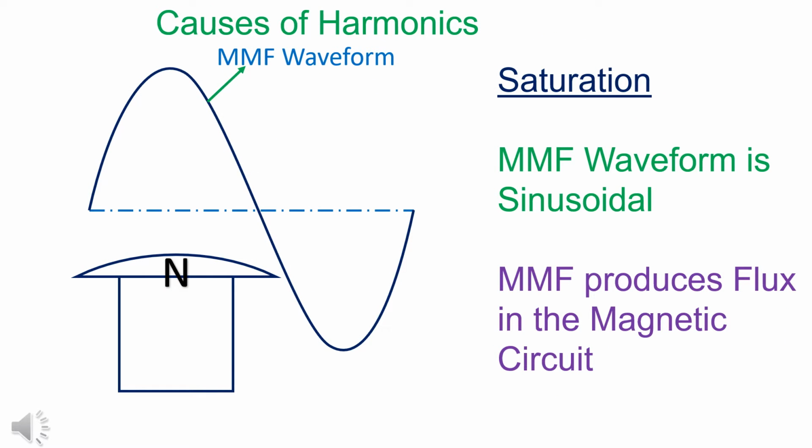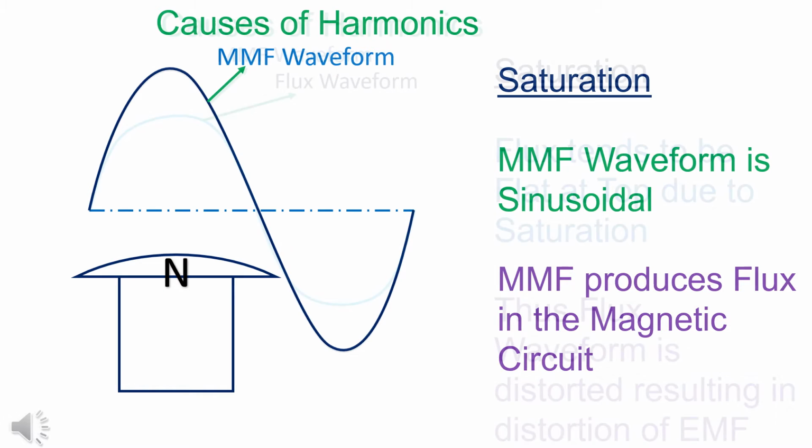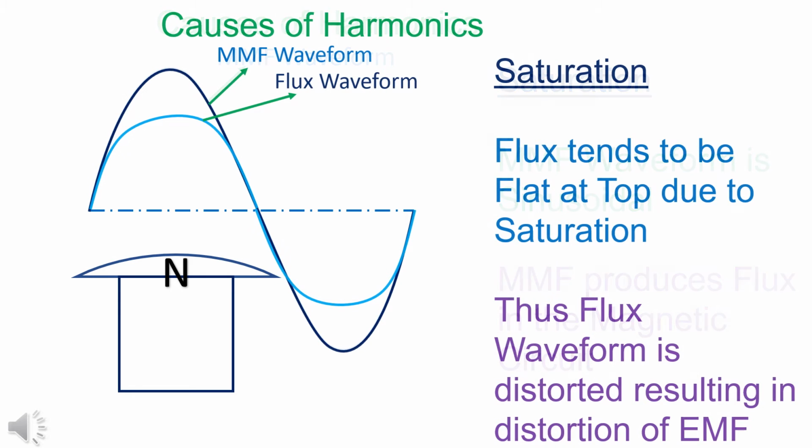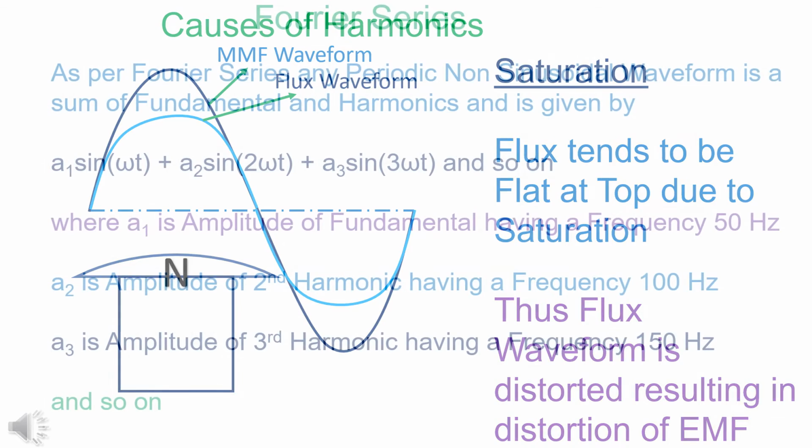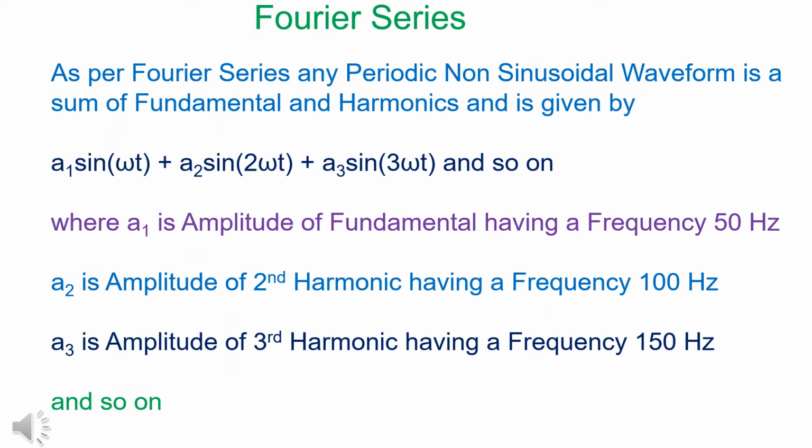MMF waveform, which is produced by the rotor field winding, is sinusoidal. The flux becomes flat due to the saturation. This results in the distortion of the flux. As per the Fourier series, any periodic non-sinusoidal waveform is a sum of the fundamental and harmonics and is given by A1 sin omega t plus A2 sin 2 omega t plus A3 sin 3 omega t and so on.